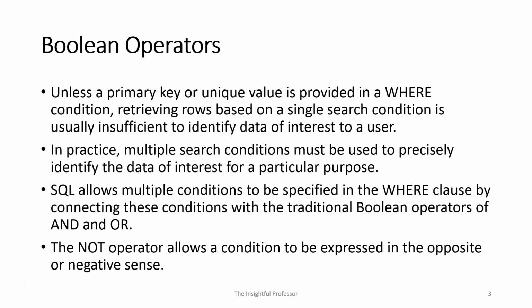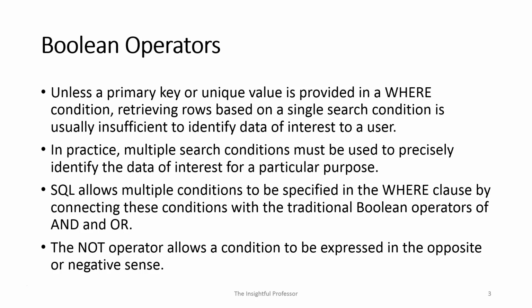The concept that's going to be most important to understand in this video is something called a Boolean operator. When we formulate a query, unless the query expressly formulates a predicate or condition that involves the primary key or some other unique valued column, you could possibly retrieve multiple rows even though you've included a search condition or predicate in your query. If you include the primary key, then you're going to get no more than one row. So in practice, multiple search conditions will be necessary to precisely define the row or rows of interest to us, and that's what this video is all about.